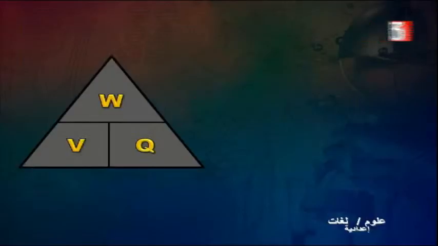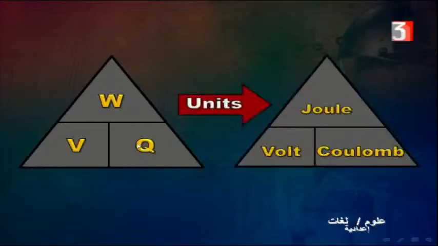Okay, let's simplify it. We have here the rule. V is potential difference, W is work done, and Q is quantity of charge. This is the rule. So, we have units. The measuring unit of potential difference, whose symbol is V, is the volt.